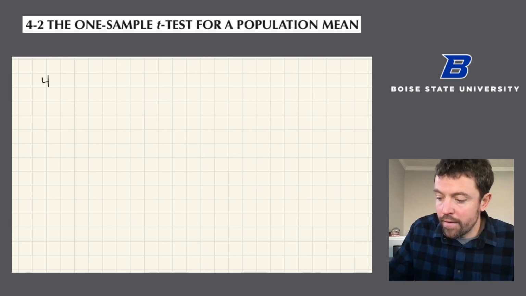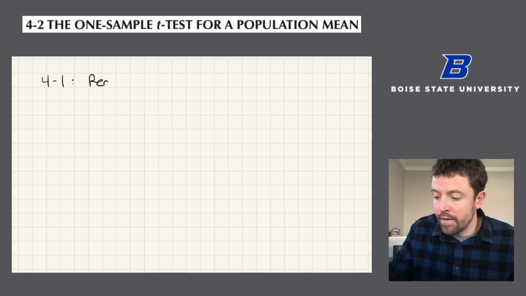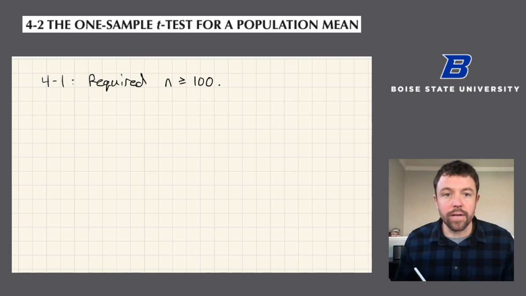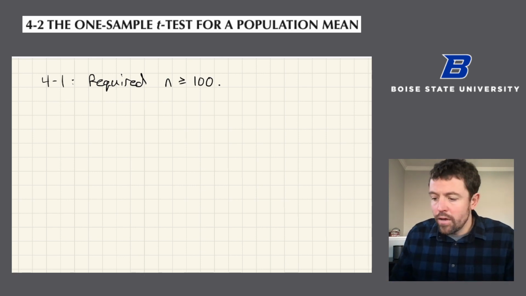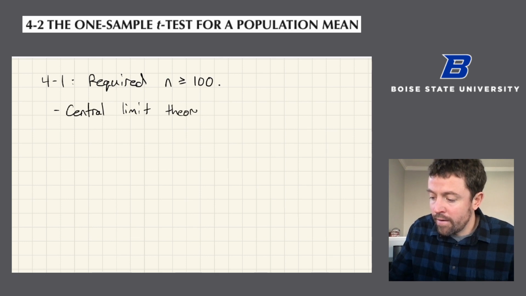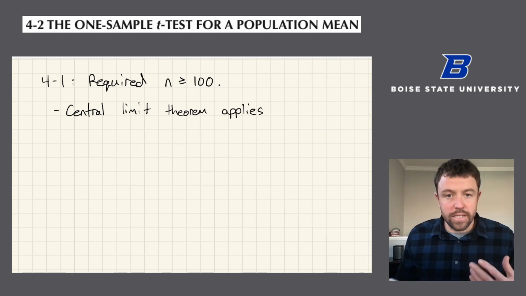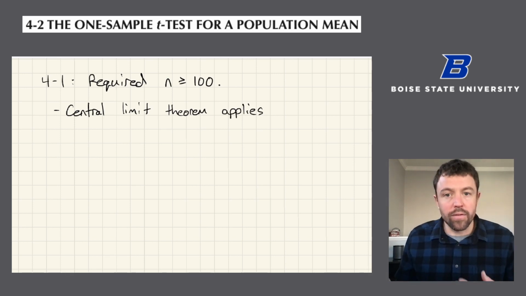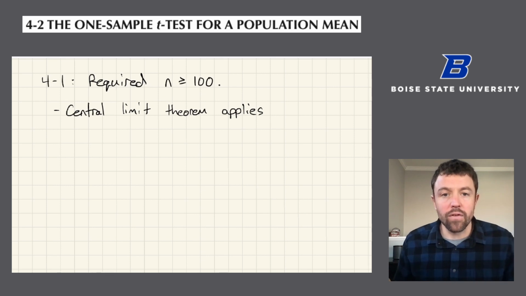So in 4.1, we required our sample size, which we'll always write as a lowercase n, to be at least 100. So n had to be greater than or equal to 100. And why did we require that? Well, there were two reasons. One was that this means that the central limit theorem applies. So in particular, our sample means are normally distributed with mean mu and standard deviation sigma over the square root of n. That required a large sample size.